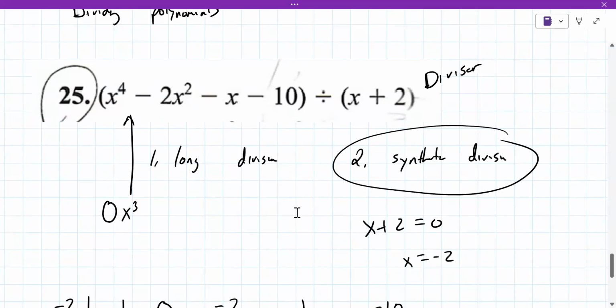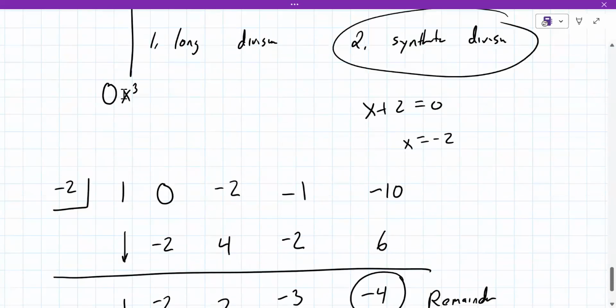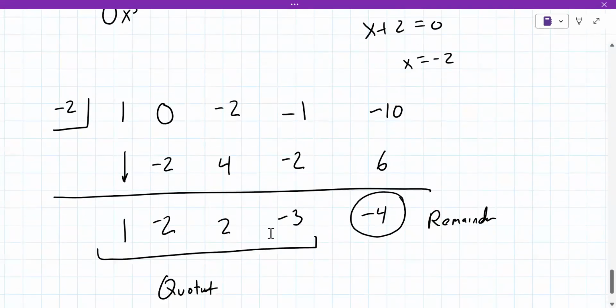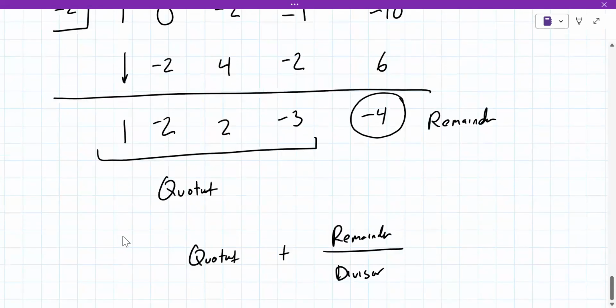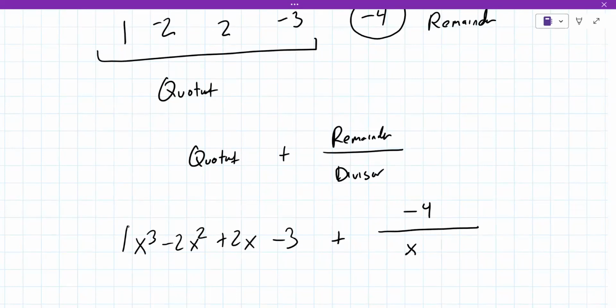Okay, so you actually have everything. Now, if you recall, the 1 up here was for the 1x to the 4th, 0x cubed minus 2x squared minus x, so on. When you divide, these all go down by 1. So it's no longer x to the 4th like it was up here. The 1 down here now is x to the 3rd. So it's 1x cubed minus 2x squared plus 2x minus 3 plus your remainder, which is -4, over your divisor, which is x plus 2.